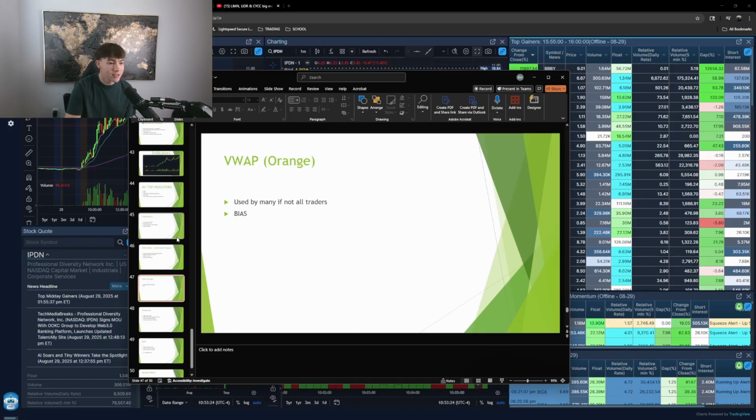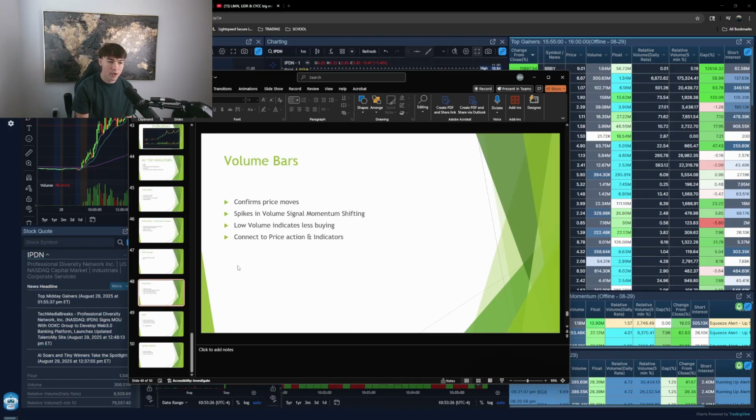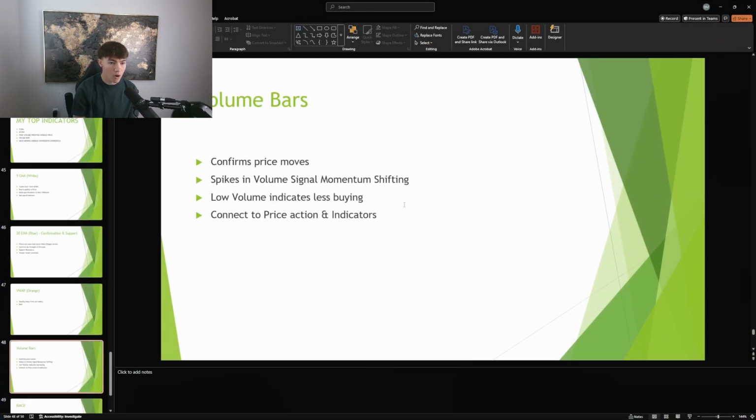But as we continue going on, we're looking at volume bars. So this confirms the price moves. If the price is moving higher and you can see that volume isn't increasing, this shows that there's a lack of buying. So low volume indicates less selling overall in the market, or less buying in the market. So let's say a stock is going up. We're going from $3 to $4 to $5. And once we reach $6, there's less buying and indication through volume bars.